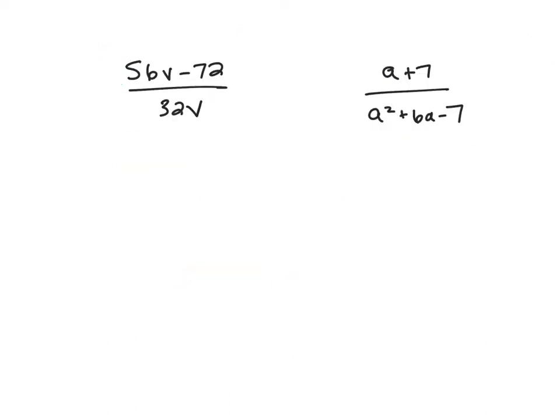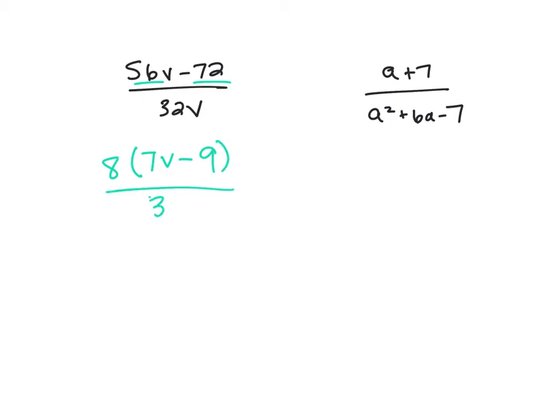A couple more here. This one with the v's. So we don't have any squares to deal with in here. And there aren't any 3-term ones. So this isn't going to be a box deal. Really, we just need to look for that GCF because there are 2 terms up top. So something that divides with 56 and 72. And play with that. In this case, I know 8 divides both of those. So 8 goes into 56 7 times. 8 goes into 72 9 times.